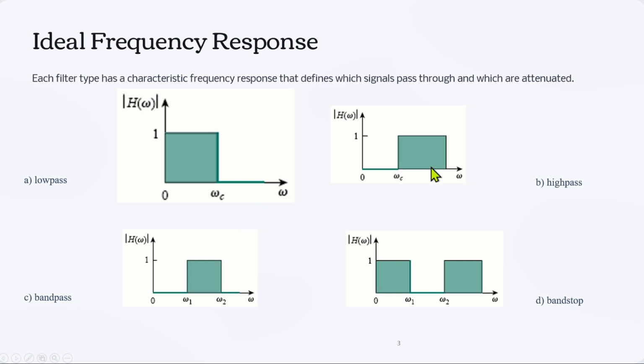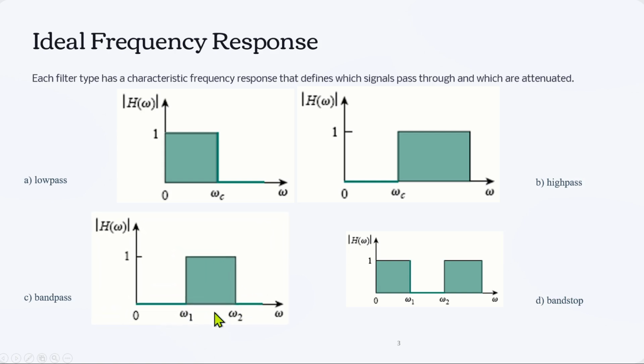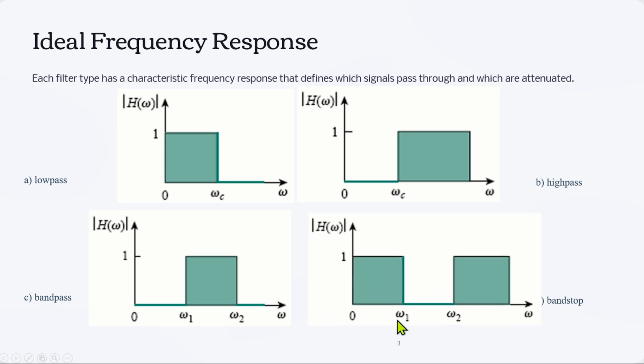Now moving on to the high pass filter. In a high pass filter, if omega c is the cutoff frequency, then it will allow frequencies after the cutoff frequency. Then coming to the band pass filter, it will allow a range of frequencies, given here as omega 1 and omega 2. Within this range it allows the signal, and the remaining signals it attenuates. Then the band stop filter will reject a particular band of frequencies. Within omega 1 to omega 2, it rejects this band of frequencies and allows the remaining.